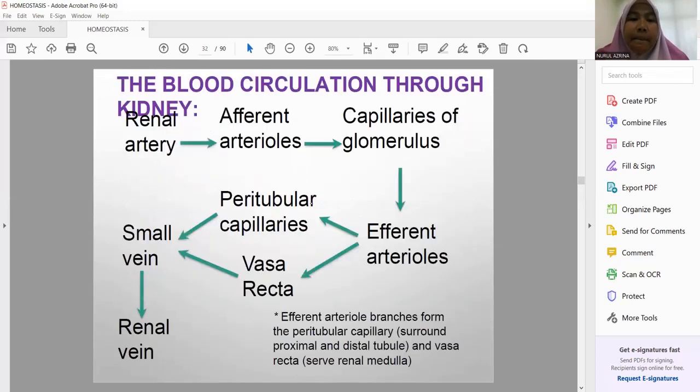This is the summary of the blood circulation through the kidneys, starting from the renal artery, branching into afferent arteriole, and then branching off to form balls of capillaries that we call glomerulus. Then the blood exits the glomerulus via efferent arterioles, which branch and form peritubular capillaries surrounding the proximal and distal tubule, and vasa recta surrounding the loop of Henle to serve the renal medulla. Then it branches off into small veins before draining out into the renal vein.